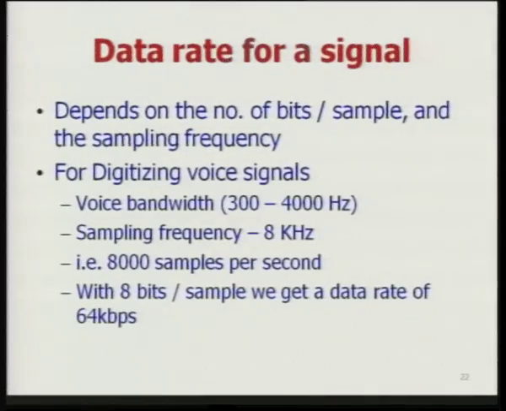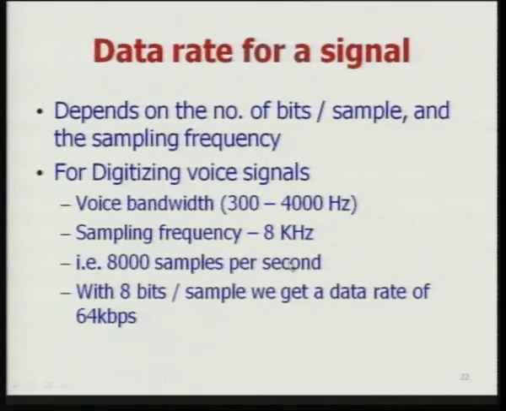What do we mean by data rate here? It is the number of bits that have to be generated when you do this sampling and then quantization. It is very easy to understand how the data rate is calculated. It depends on the number of bits per sample and the sampling frequency. If I take, for instance, digitizing voice signals again, my voice bandwidth is, as I said, 300 to 4000 hertz, and we arrived at a sampling frequency of 8 kilohertz going by the Nyquist sampling theorem. That is, you will have 8000 samples taken per second. Now, if I use 8 bits to represent each sample, you will get a data rate of 64 kilobits per second. The data rate for a signal is just the product of the sampling frequency and the number of bits used to represent a sample.